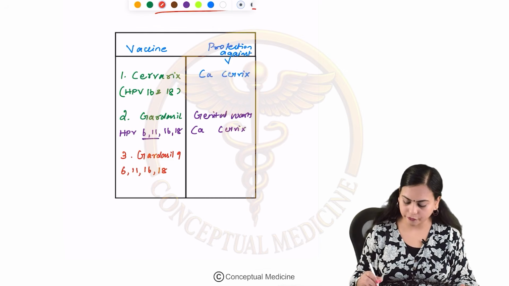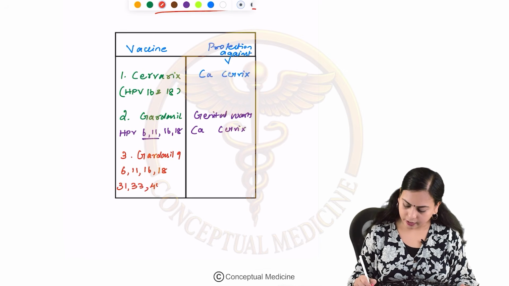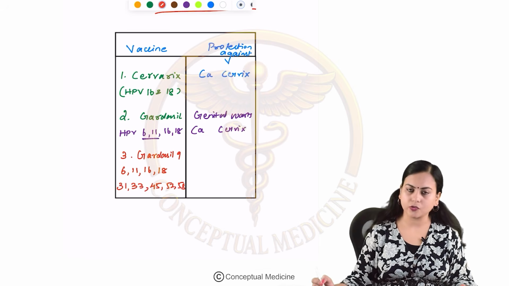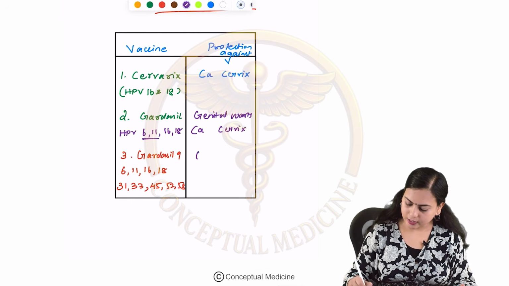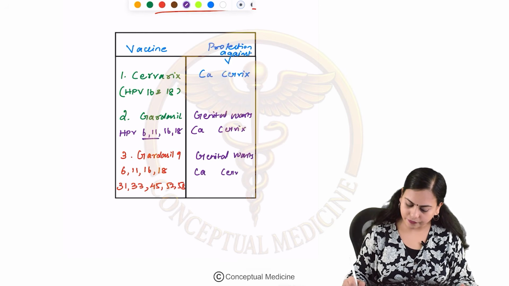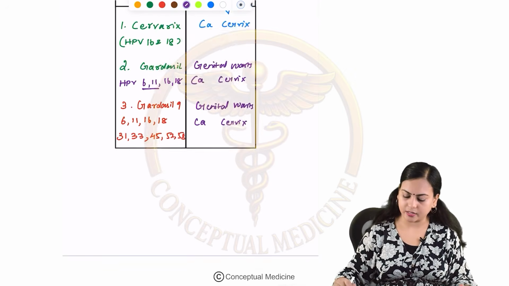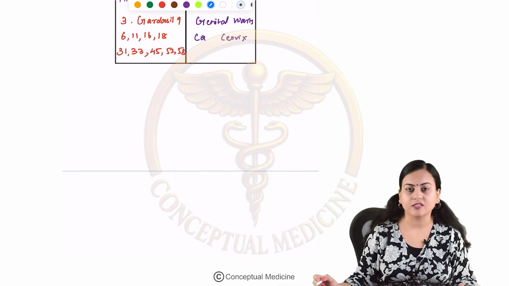This is very important for you. Those include 31, 33, 45, 52 and 58. All these numbers are also important. Here also we get protection from genital warts as well as from cancer cervix. Is that clear? Yes.